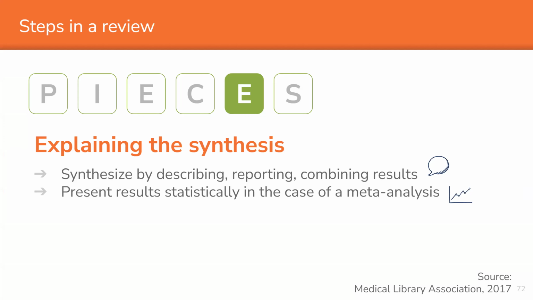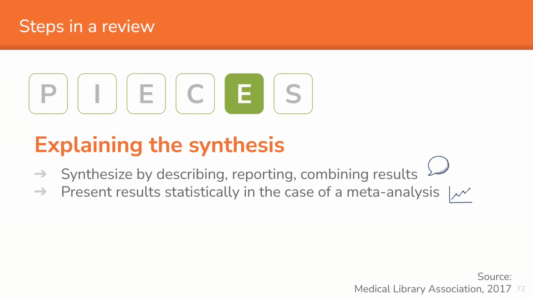Your next step is explaining the synthesis. So you want to synthesize the results of all the articles that you read by describing, reporting, and combining the results. Let's talk now about critical appraisal. This is mandatory when conducting a systematic review.